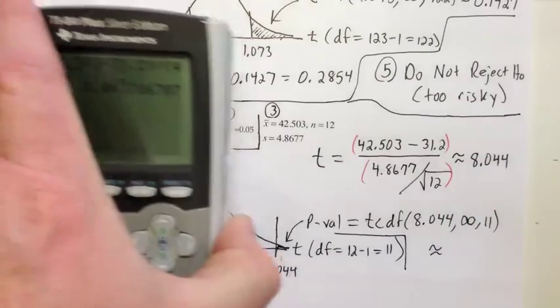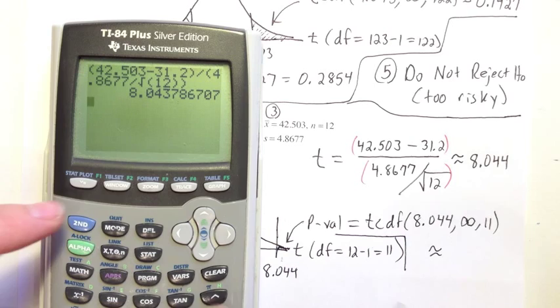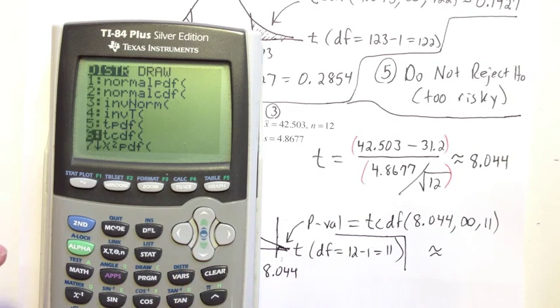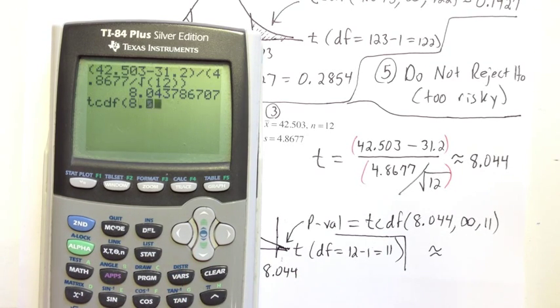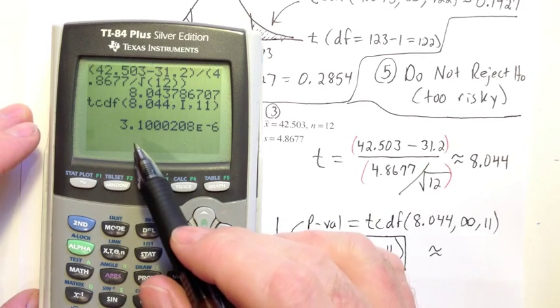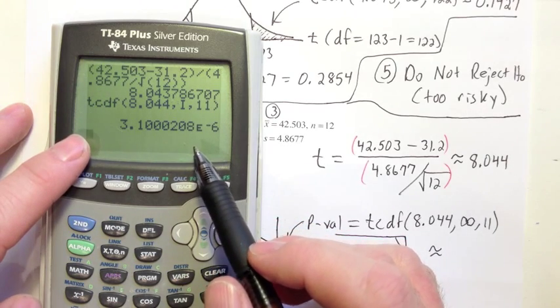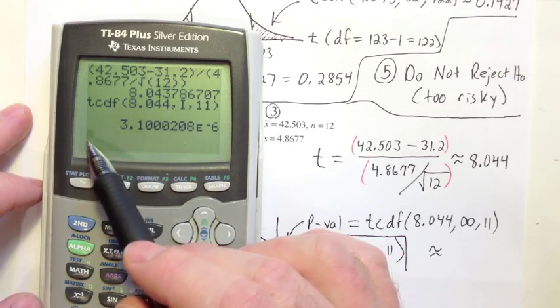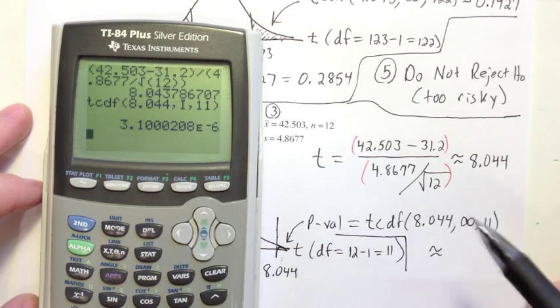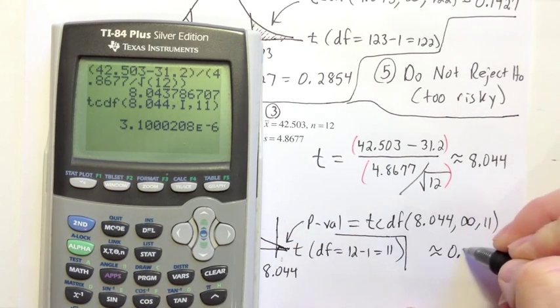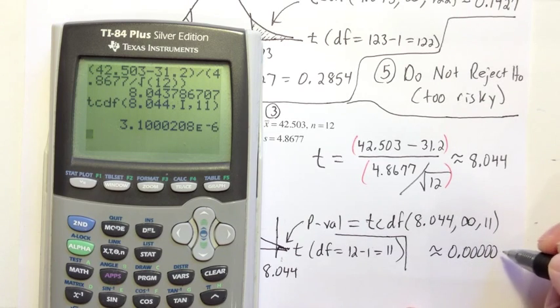So let's bring in the calculator, see how much area is out there. We go into the distribution menu, we choose tCDF, left boundary 8.044, right boundary is infinity, and that's with 11 degrees of freedom. And it looks like a 3 at first, but if you see the E-6 over here, that means that's coming out in scientific notation, so we need to move our decimal 6 spots to the left, or we could say that 3 is going to be in the 6th decimal spot. So that would be 1, 2, 3, 4, 5 zeros, and then we'd have the 3 and the 1. And so there's our p-value, really small number.